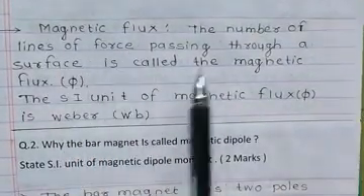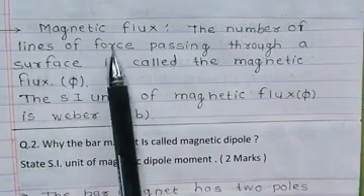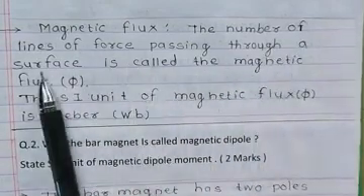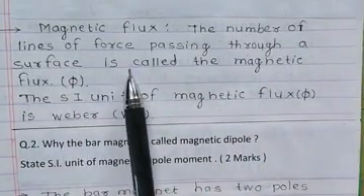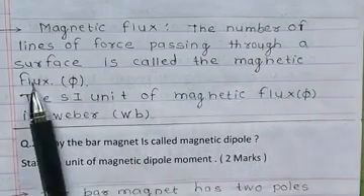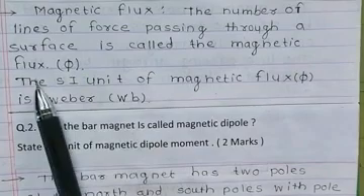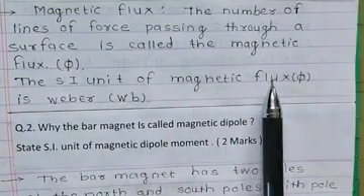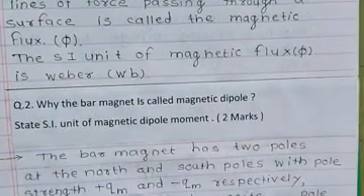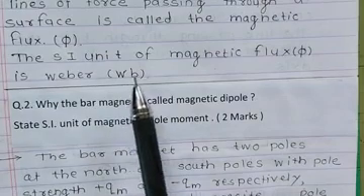Magnetic flux: the number of lines of force passing through a surface is called the magnetic flux, which is denoted by phi. The SI unit of magnetic flux is Weber, which is denoted by Wb.